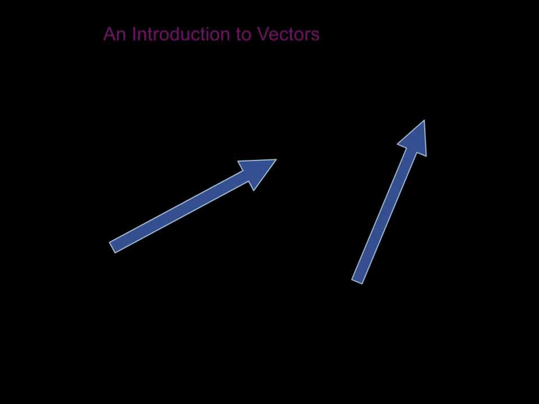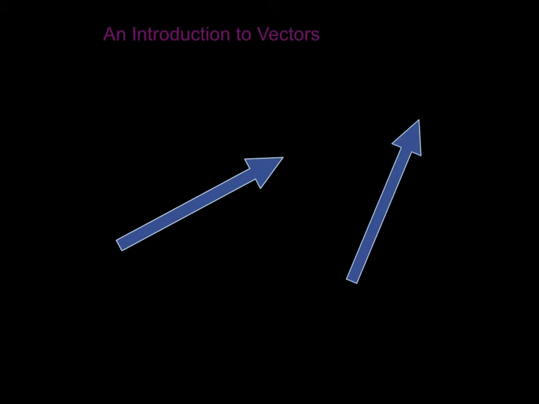Welcome to this introductory video on the topic of vectors. We're going to look at a couple of vectors here. A vector is a quantity that has both a size, called the magnitude of the vector, which is its length, but it also has a specific direction.